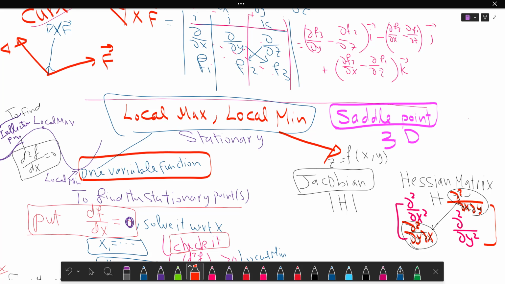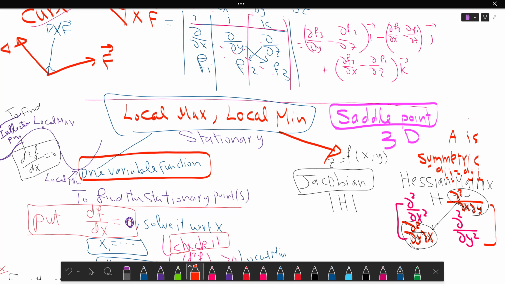In general, a symmetric matrix: the matrix A is symmetric when Aij equals Aji. It means the element in row I and column J is the same as the one in row J and column I, right? Okay, this is the Hessian matrix, very quickly, right?